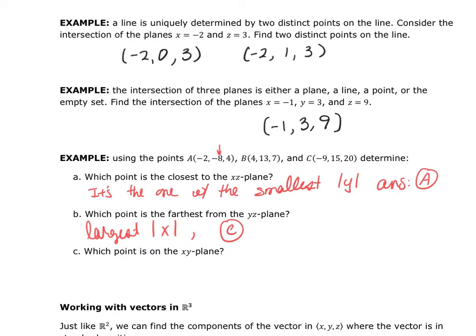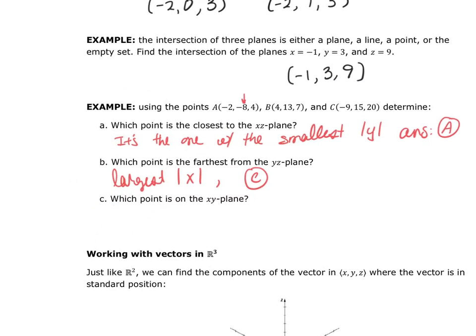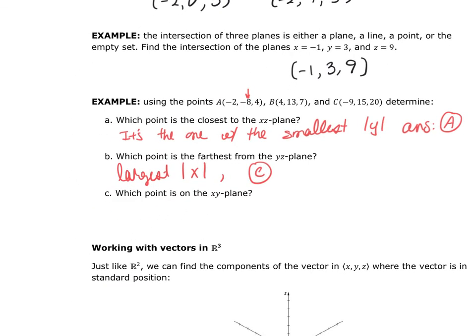And then I ask myself, which point is on the YZ plane? For the point to be on the YZ plane, the XY plane, the Z must be 0. And none of them have a Z of 0, so the answer is none.